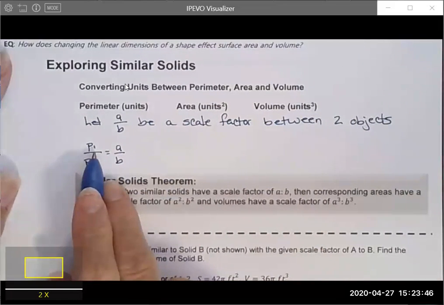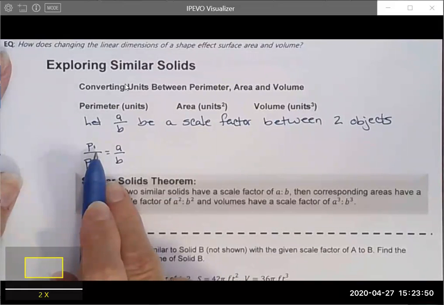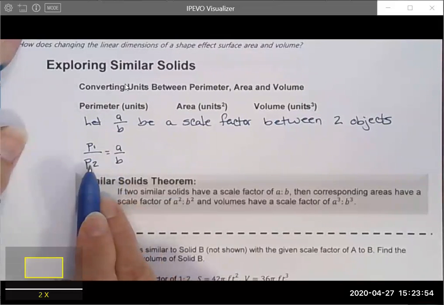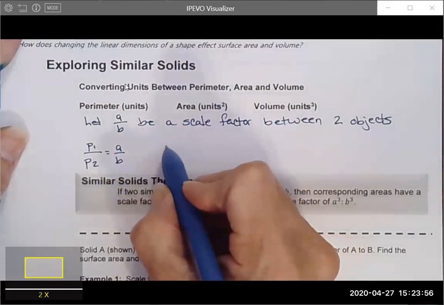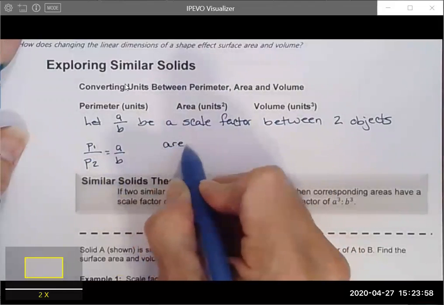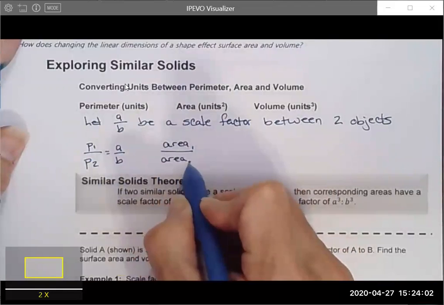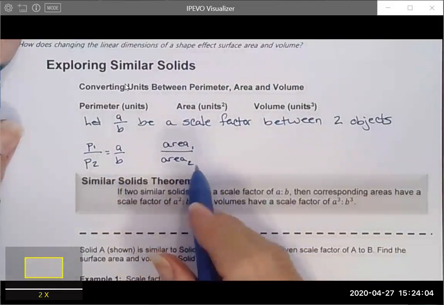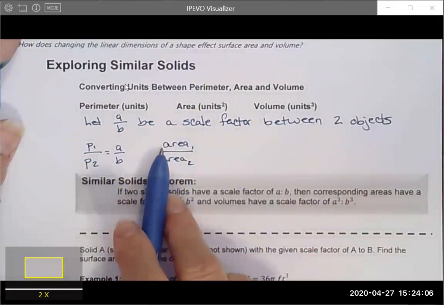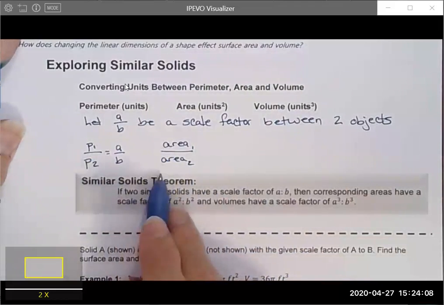So if the first one is smaller by half, then the perimeter of the first one is going to be half of the perimeter of the second one. Something similar happens for area. The area of the first one can be compared to the area of the second one. I'm going to stick with the idea that the first one is half the size of the second one.